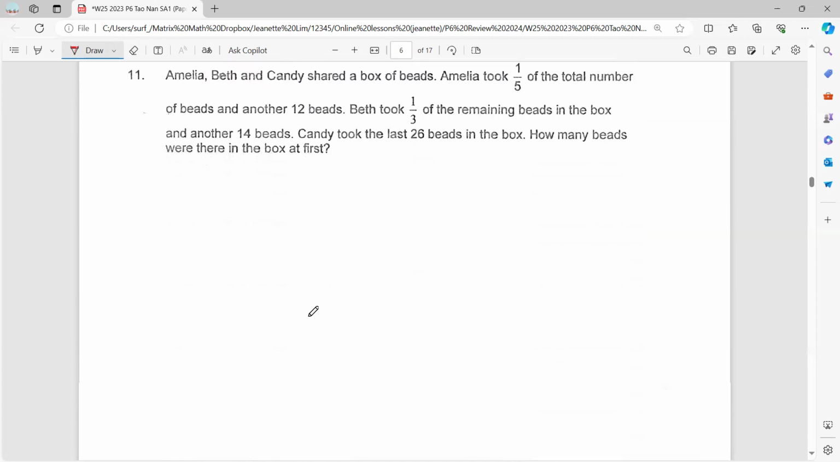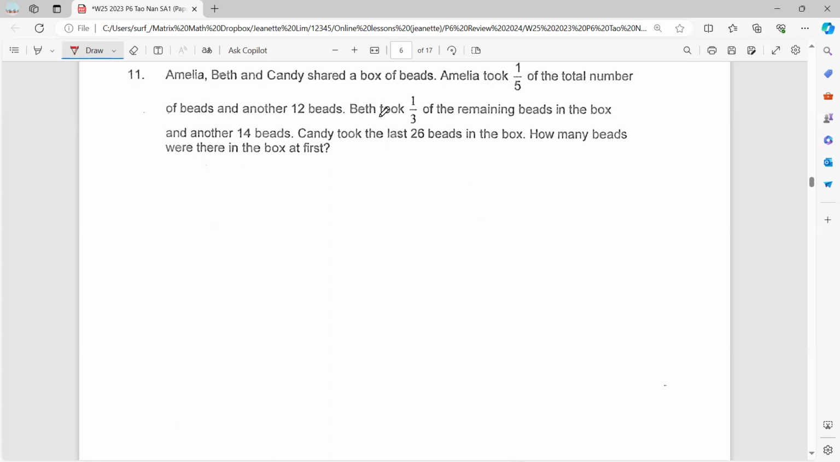Question 11. Amelia, Beth, and Candy shared a box of beads. Amelia took 1/5 of the total and another 12. Beth took 1/3 of the remaining and another 14. Candy took the last 26 beads in the box. How many beads were there in the box at first?